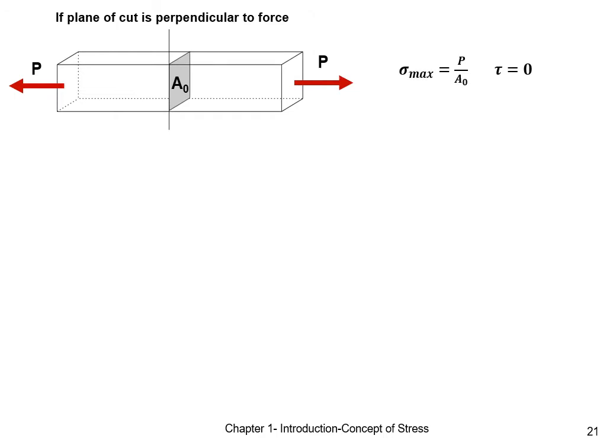If you have forces P acting on the beam, and you consider stresses along different planes of the cut, if the plane of interest is perpendicular to the force, as you can see over here, the area itself given by A0, the normal stresses along this cut will be P over A0. Because there is no component of forces parallel to this area A0, there will be no shear stresses. As such, tau will be 0. At this plane perpendicular to the forces, sigma, the normal stress, will also be maximum.